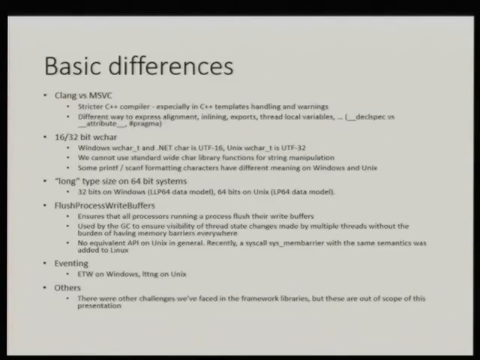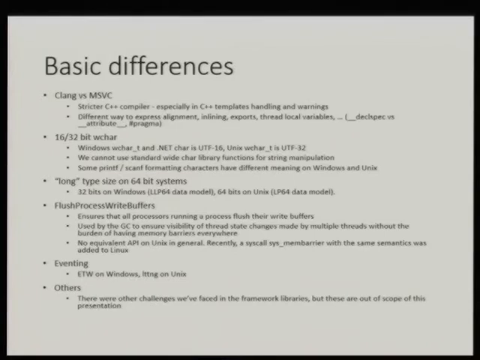So first, I'll talk about the basic differences between Windows and Unix that we have to tackle somehow. First is the compiler, obviously. On Windows, we use the Microsoft Visual C++ compiler. And on Unix, we have decided to use the new Clang compiler, which is a stricter C++ compiler, especially in C++ template handling and in its sensitivity to various not so clean things in the sources.